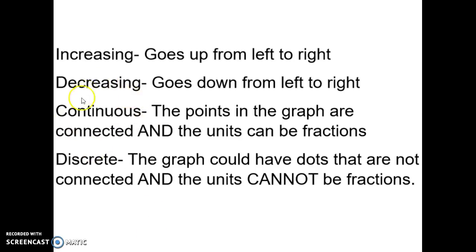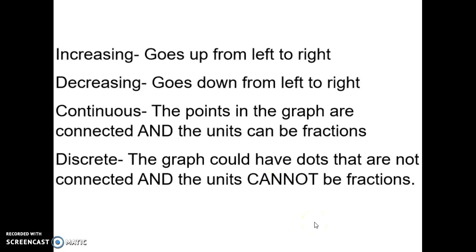Continuous. A graph is continuous if the points in the graph are connected and if the units can be fractions. We'll talk a little bit more about this in an example, but write this in your notes, even if it's not totally clear right now. A discrete function is a graph that could have dots that are not connected and the units cannot be fractions.